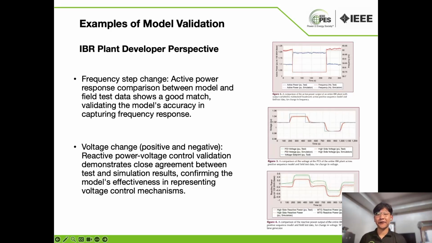Model validation is a critical process to ensure the accuracy and reliability of simulations. Let's delve into some real-world examples from different perspectives. The first one is the IBR plant developer perspective. Developers focus on validating models by comparing their responses to frequency and voltage changes against field test data. For instance, they might assess how well a model predicts active power output in response to a frequency step change, or how accurately it simulates reactive power voltage control under varying voltage conditions.